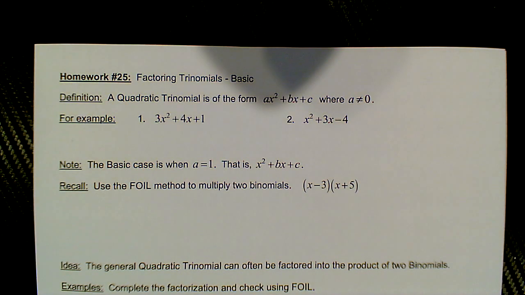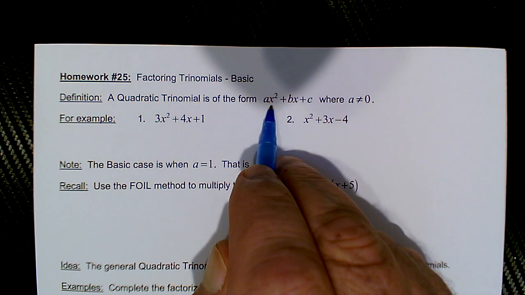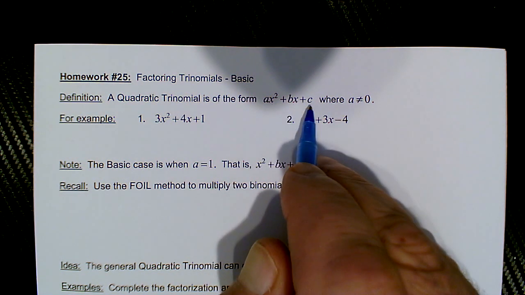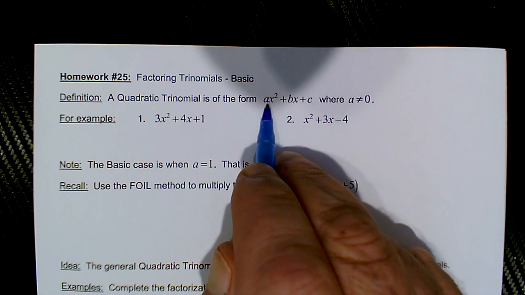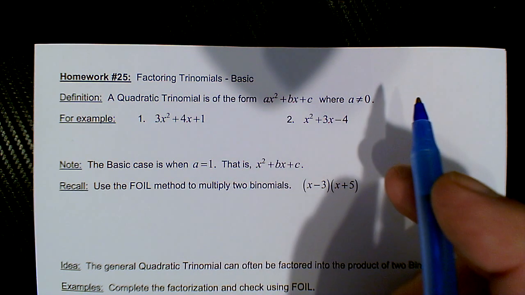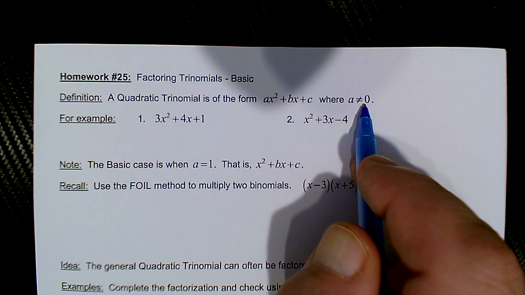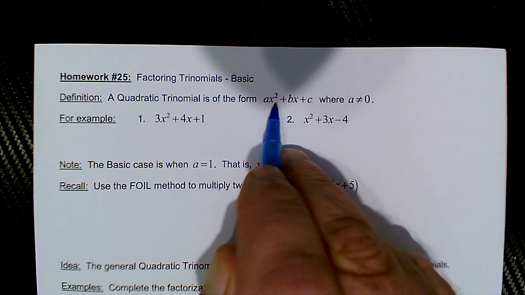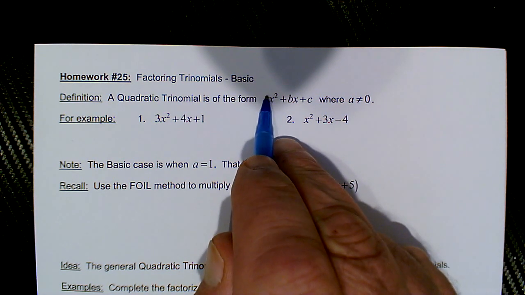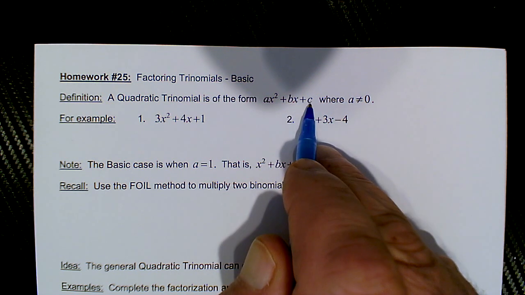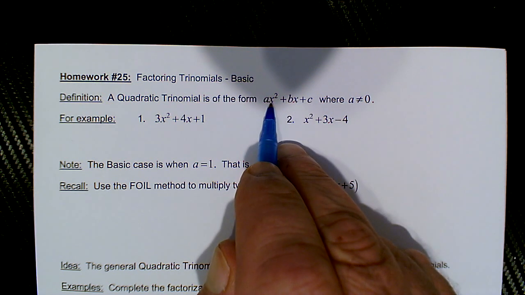Hello everyone. Here's homework 25, factoring trinomials, and this is the basic situation. We first define a quadratic trinomial to be anything that takes this form of ax squared plus bx plus c, where we have to assume a, b, and c are real numbers, but more importantly where a is not 0. Because if a was 0, the squared term would be out, and we just have a linear expression. But what makes it quadratic is the squared term.